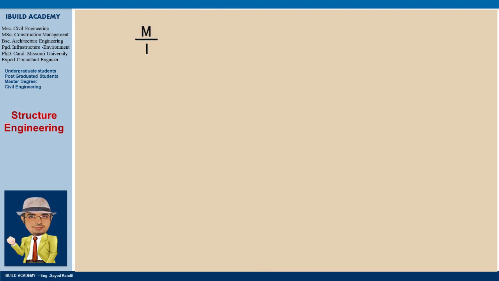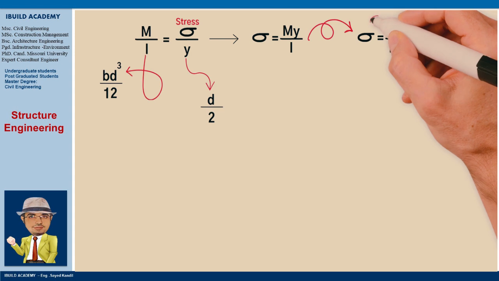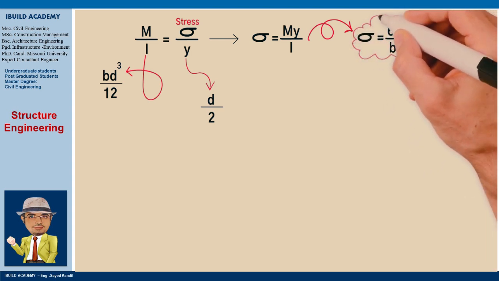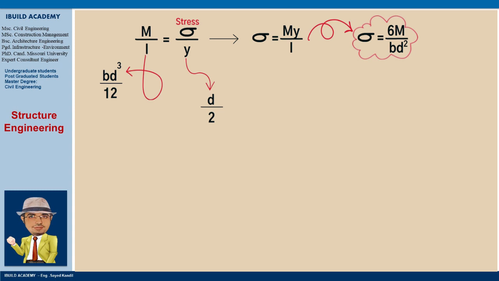The following equation is a stress equation: M over I, for the second moment of area, equals sigma, stress, over y, for the depth. You derive this. This equation requires you to know the second moment of area, or the moment of inertia.